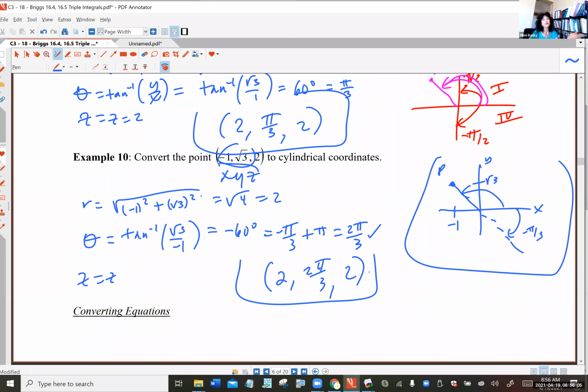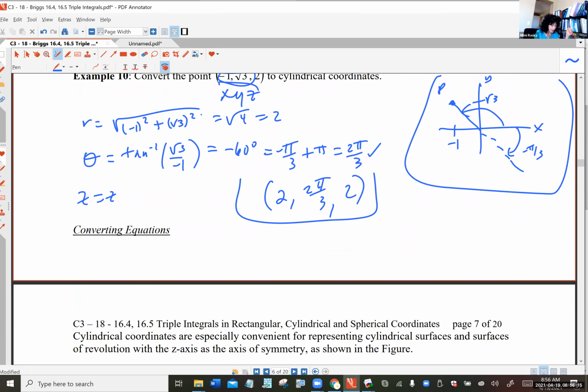Okay, now that's converting points. I'm rarely going to ask you to convert points on quizzes or exams, but I just want to orient you to where you are in the world of cylindrical. More often than not, you'll convert equations, because you'll be trying to convert an integral in rectangular coordinates to cylindrical. Why? Because it'll turn out to be way easier to integrate when you do the conversion. That's the motivation.